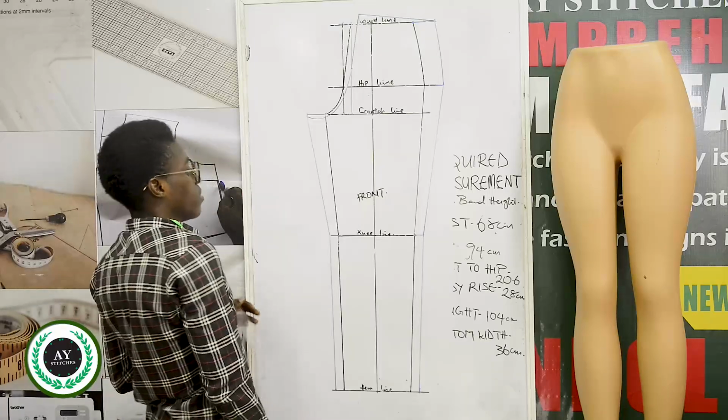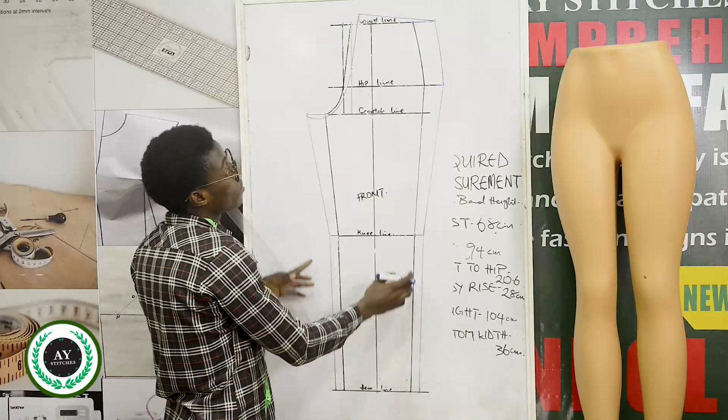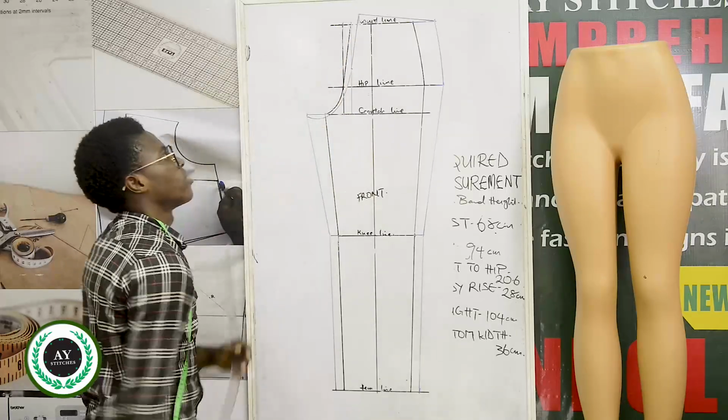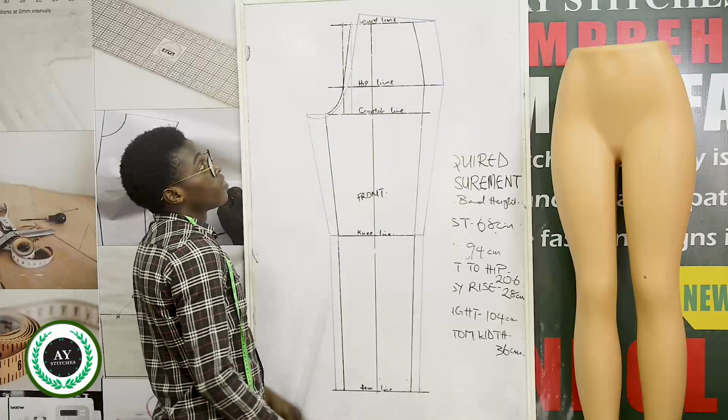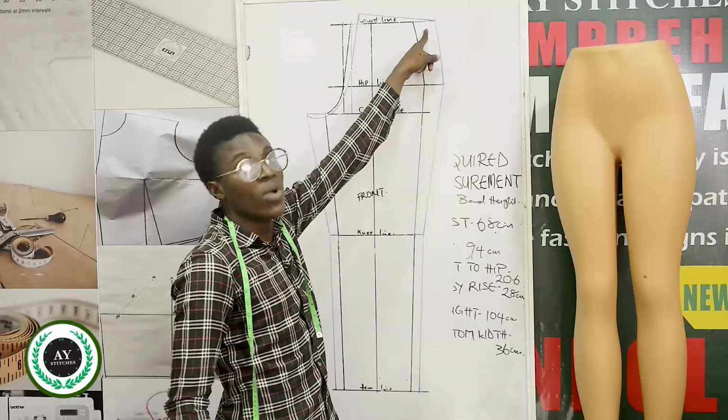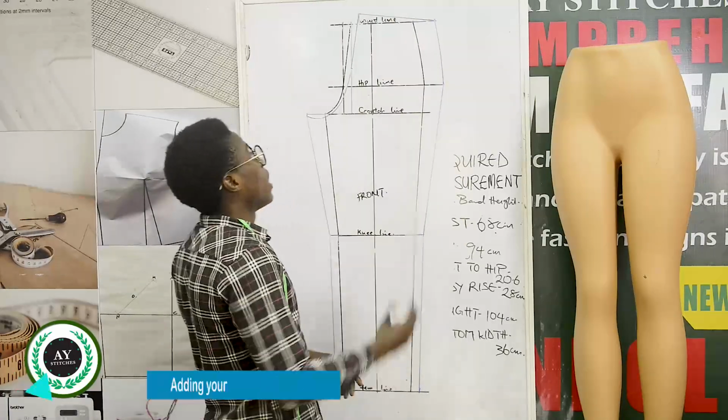So now this is it. You can see we now have the back pattern piece merged with the front. The last thing we're going to be doing for the back pattern piece, don't forget we added a dart to the waist measurement, right? So now we need to get the dart location.